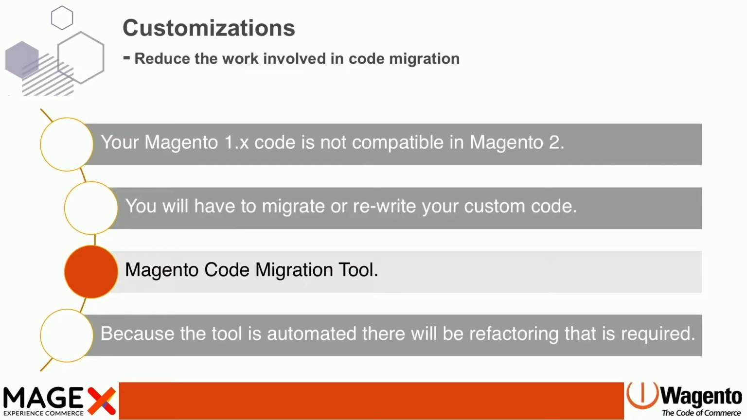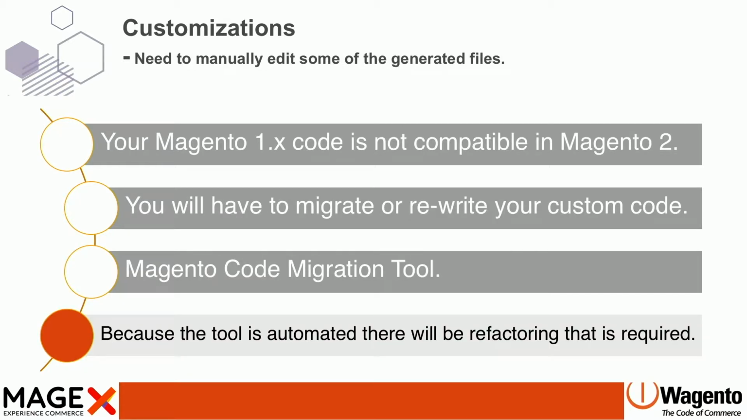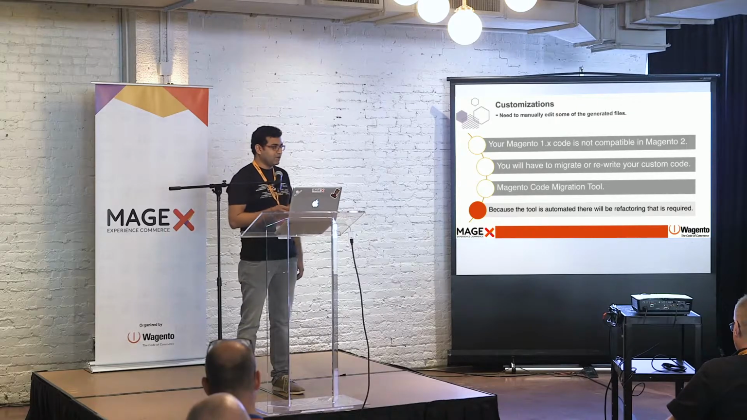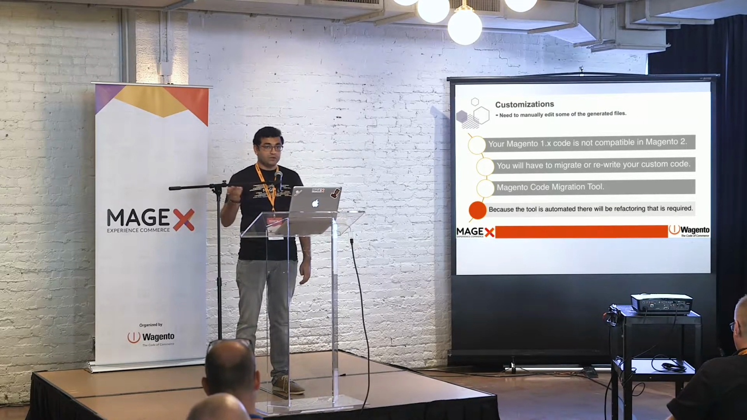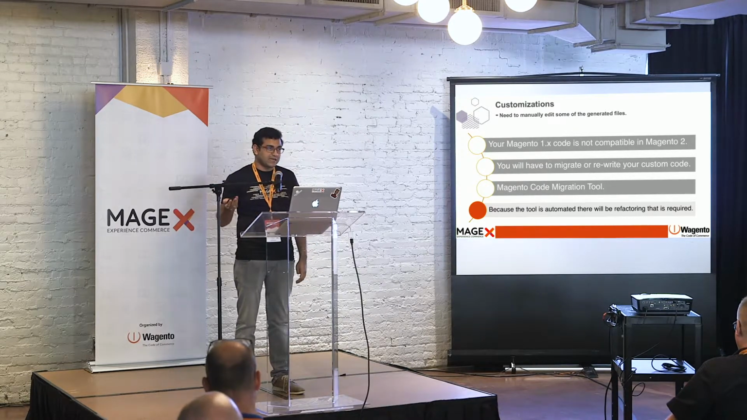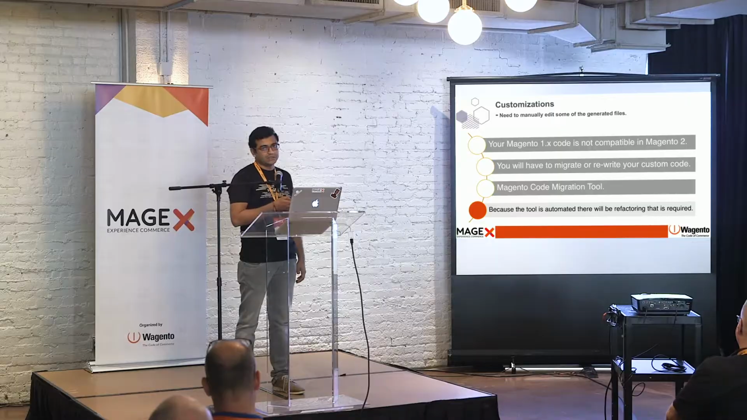I will share in the next slides some tools available, like one is the inbuilt and another is a third-party tool. So you can use that also. And the tool is automated, so sometimes after you do the code migration, you need to check it and maybe add some extra files so that you can achieve the exact functionality which you had in Magento 1.